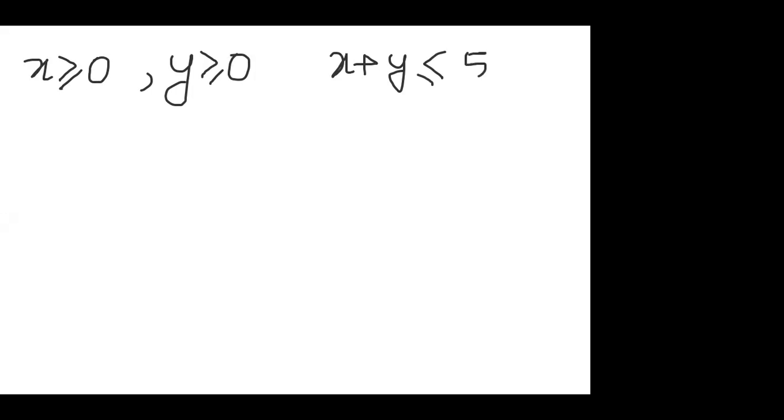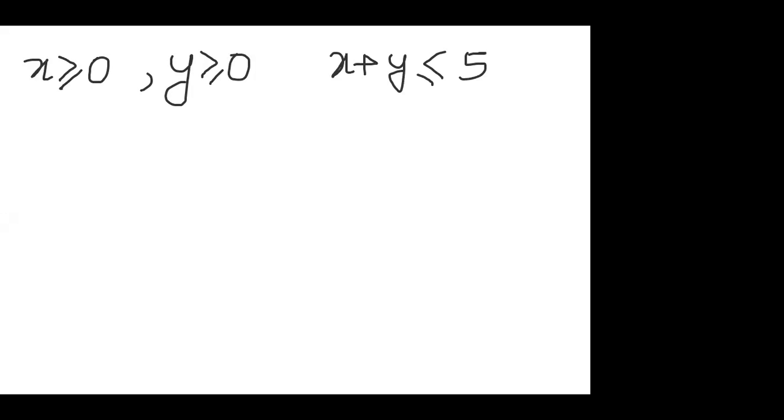X is greater than or equals to 0. Another line is Y is greater than or equals to 0. Another line I'm taking X plus Y is less than or equals to 5. These 3 lines we are taking: X is greater than or equals to 0, Y is greater than or equals to 0, and X plus Y is less than or equals to 5. These are 3 linear inequalities, and for these we are going to find the solution. So let us think about it.